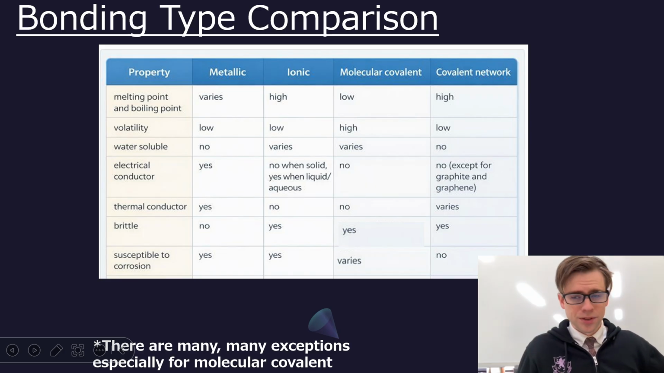Volatility for metals, though, is fairly low. The atoms, the cations in the lattice, don't generally become a gas very easily. They're stuck in the crystal structure.